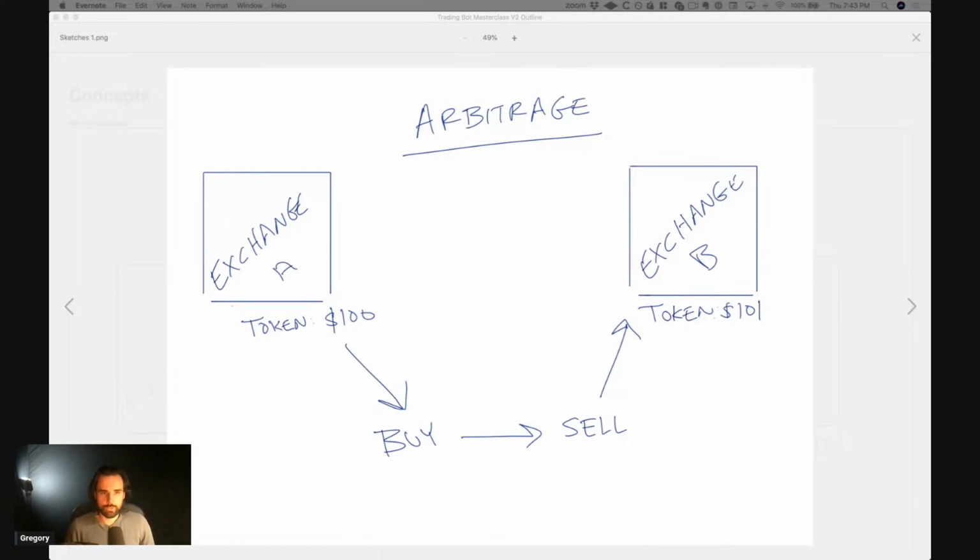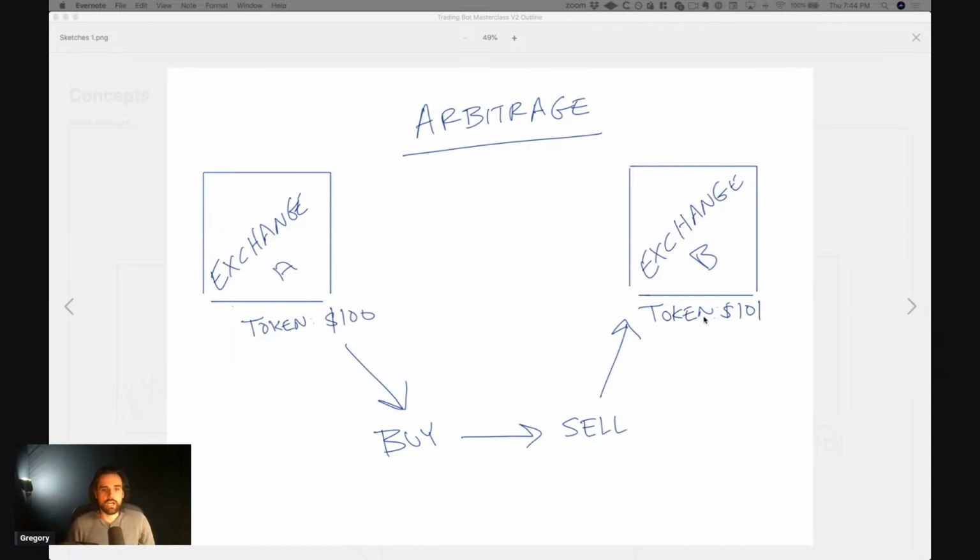You can do this with cryptocurrency exchanges. Cryptocurrency is very volatile, so the price is always changing, and for that reason exchanges might fall out of sync with one another. You might see a theoretical cryptocurrency trading for $100 on one exchange, and then maybe it sells for $101 on a different exchange. That's a $1 price discrepancy.